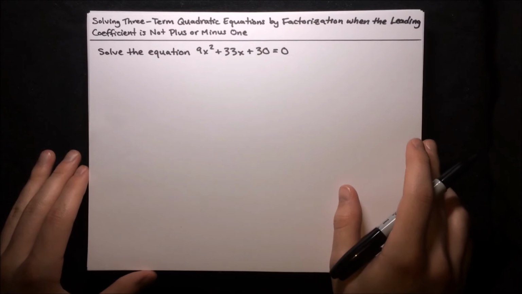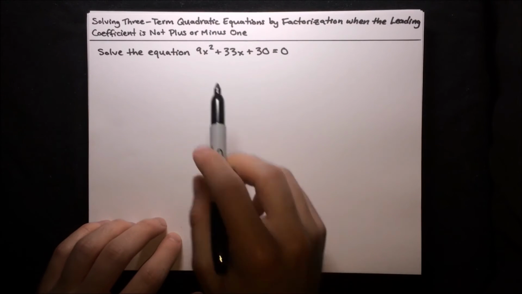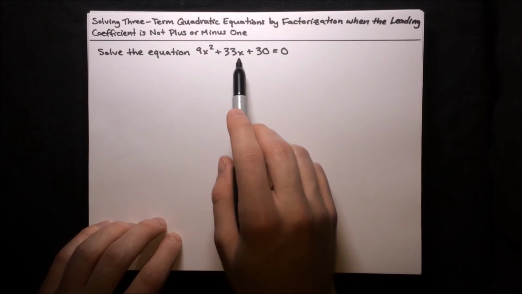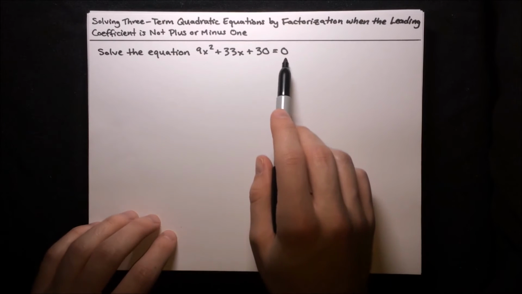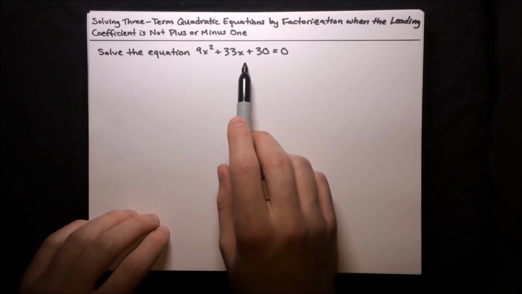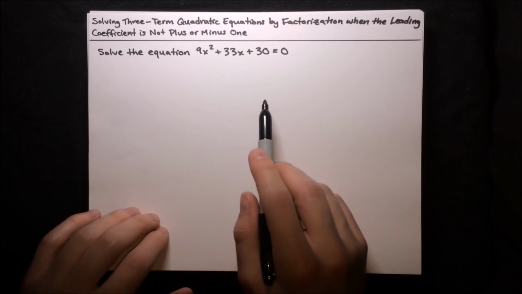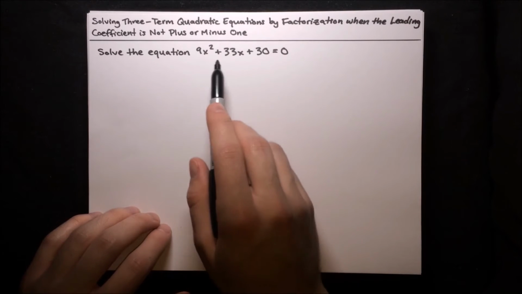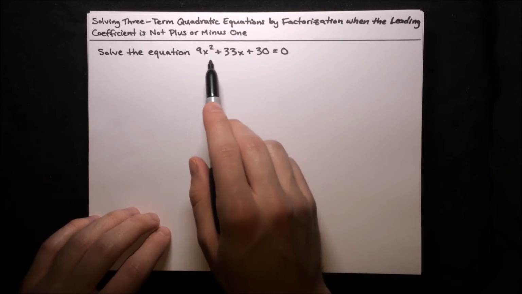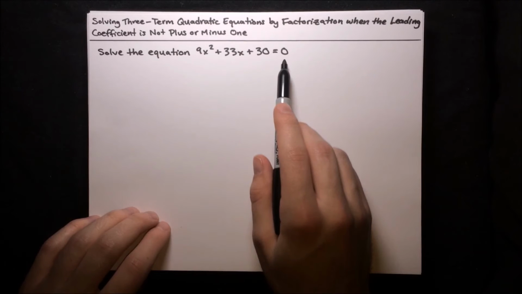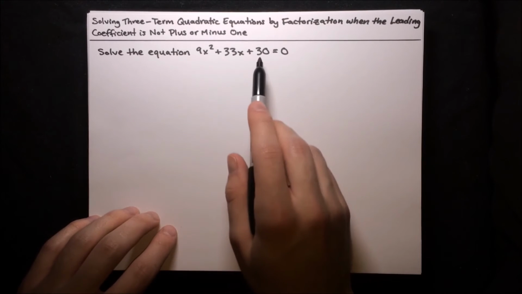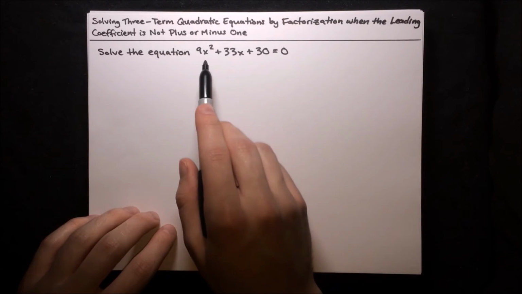Alright, so how about this next example? We want to solve the equation 9x squared plus 33x plus 30 equals 0. And to solve this, we're going to use the same method as in the last example. But this time, there's one thing that we can do right off the bat to clean up this equation a bit. Right now, it consists of kind of big numbers, and that'll make the computations a little bit harder to do as we factorize this.